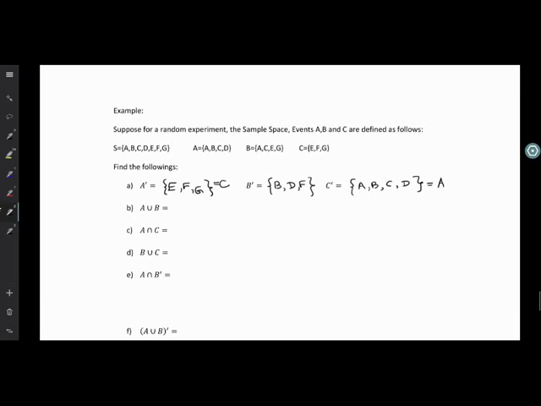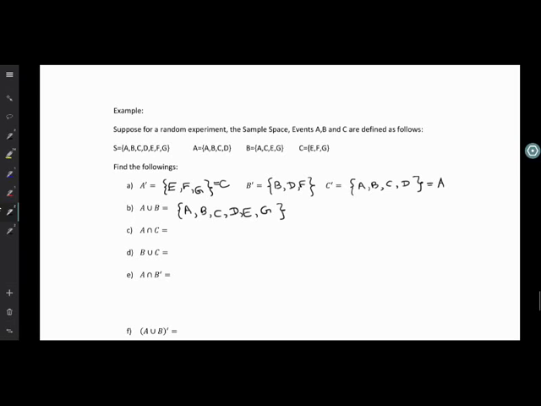Now let's try to find the union of A and B. That means the elements in A, elements in B, or in both. Since we are using set notation, we do not use repetitions. Therefore, A union B will be A, B, C, D, E, and G. So A, C are appearing in both, but we do not write it twice because it is set notation. So you'll end up with the union of A and B.